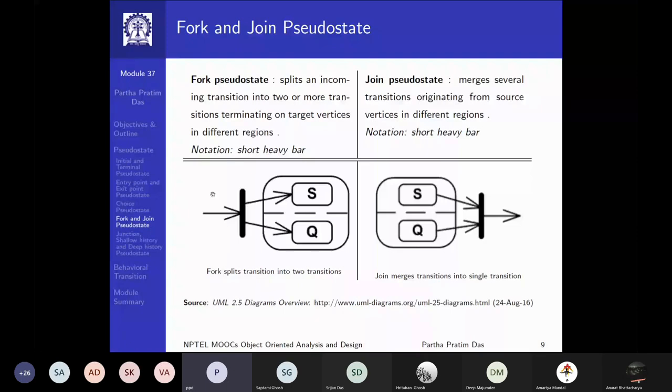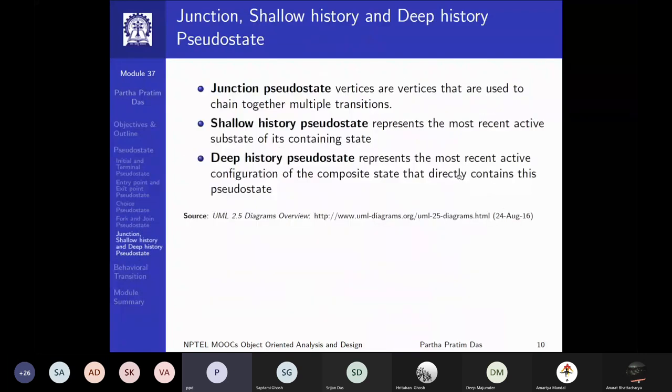So this allows you to specify state machines which have their own concurrent behavior. So these are major additions to the traditional FSM that you see in the state machine model in UML. So you can fork here, you can join here. Then there are some states which could be junction. We say the junction state.